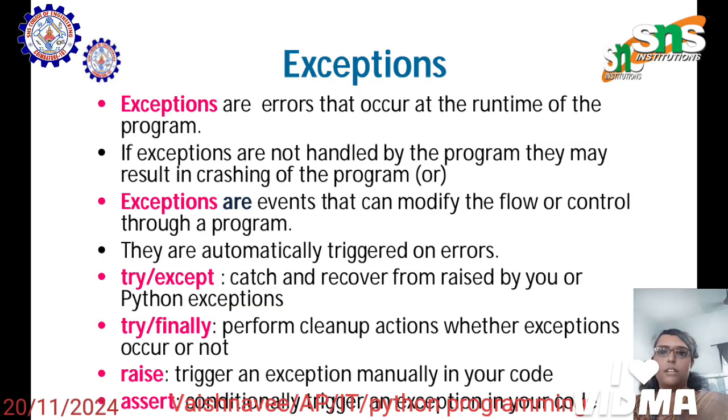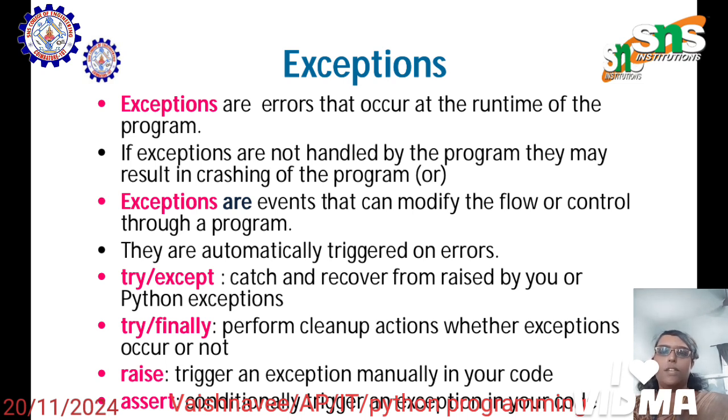So now let us see exceptions. Exceptions are errors that occur at the runtime of the program. If the exceptions are not handled by the program, they may result in crashing the program. So exceptions are events that can modify the flow of control through a program. They are automatically triggered on errors. The try and except: catch and recover from exceptions raised by you or Python.